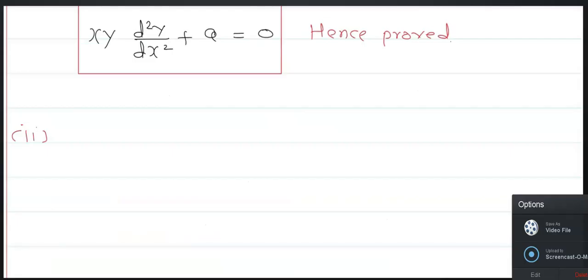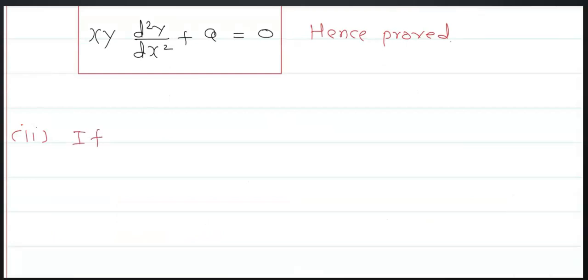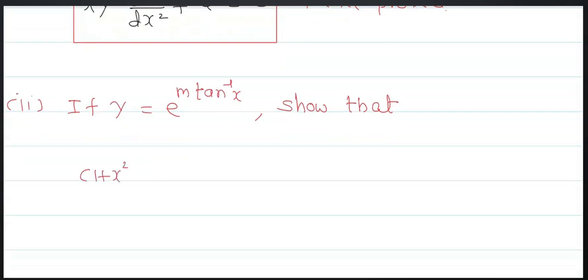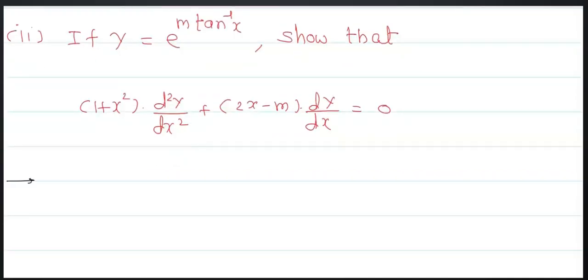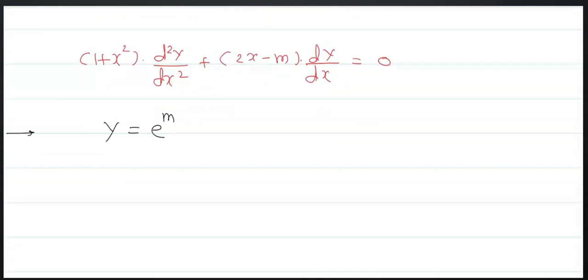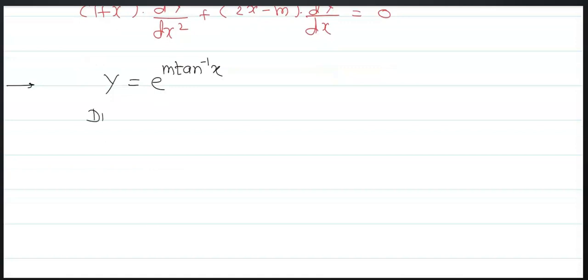Now the next example, number 2. If y is equal to e raised to m tan inverse of x, then show that 1 plus x square into d2y by dx square plus 2x minus m into dy by dx is equal to 0. That is, y is equal to e raised to m tan inverse of x.